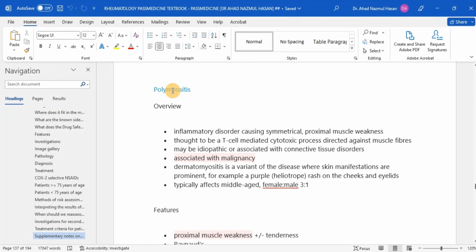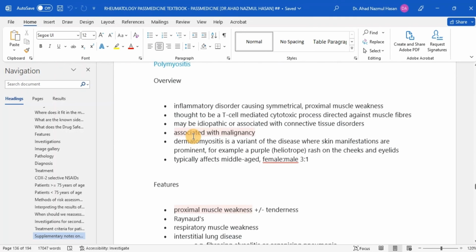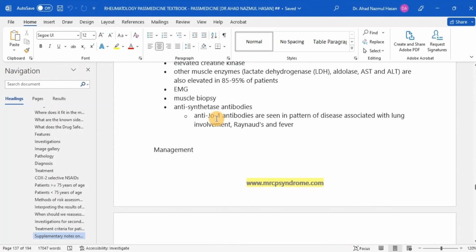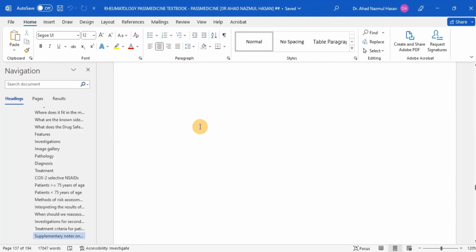Polymyositis. Polymyositis doesn't have the dermatological condition, and both polymyositis as well as dermatomyositis have association with malignancy, and proximal muscle weakness is more commonly seen, not the distal. There should be significant elevation in the creatine kinase, and anti-Jo1 antibody may be seen. And choice of treatment is with steroid, and if no response to steroid, then go for a steroid sparing agent like azathioprine or other groups of drugs.